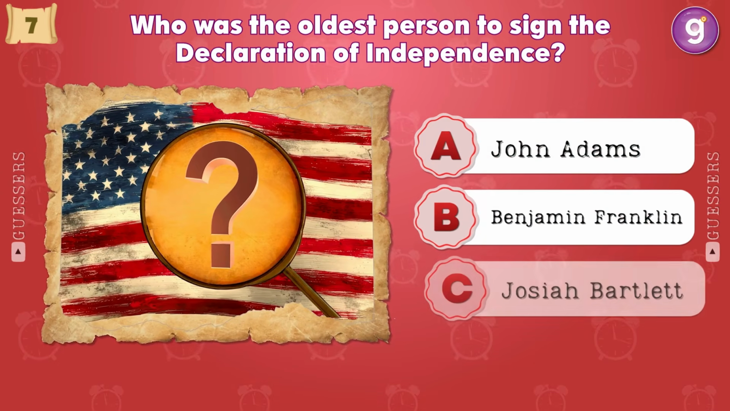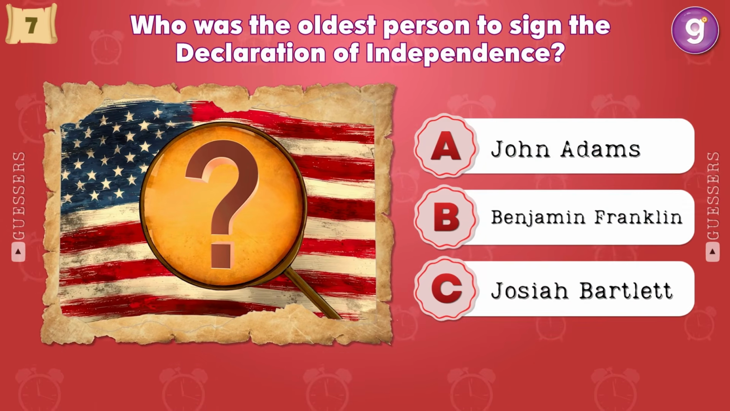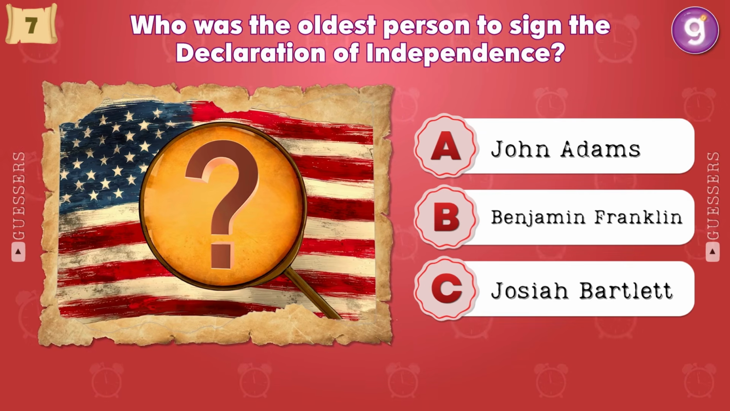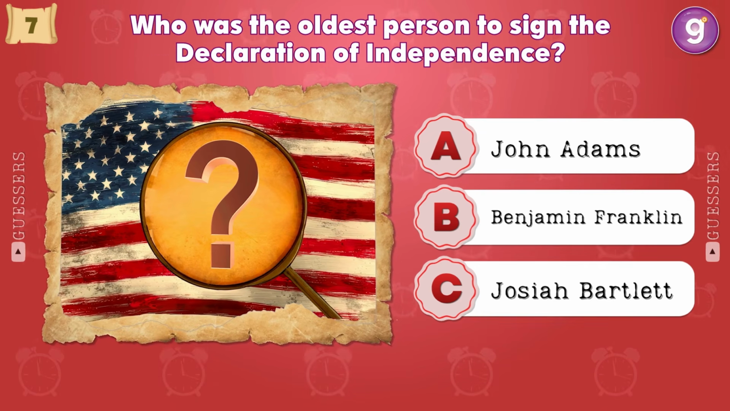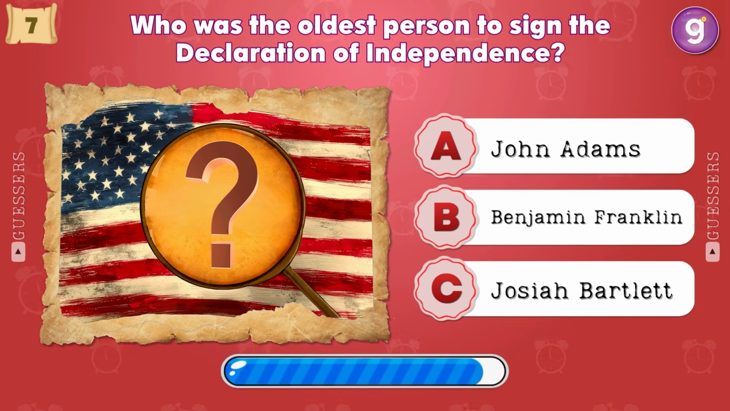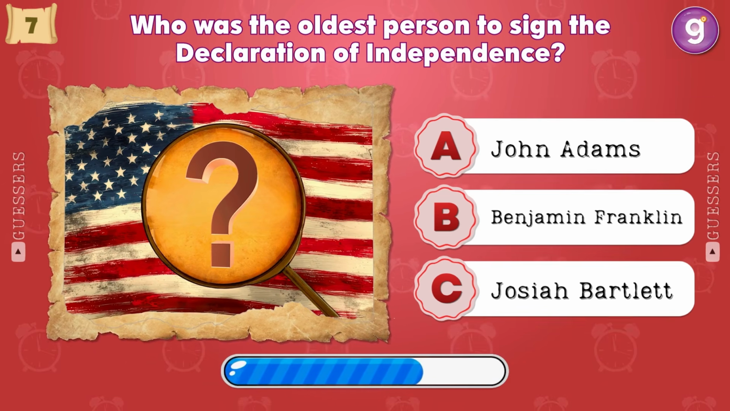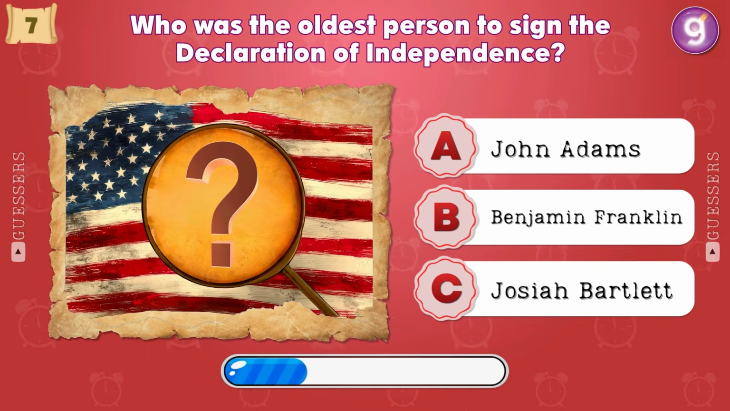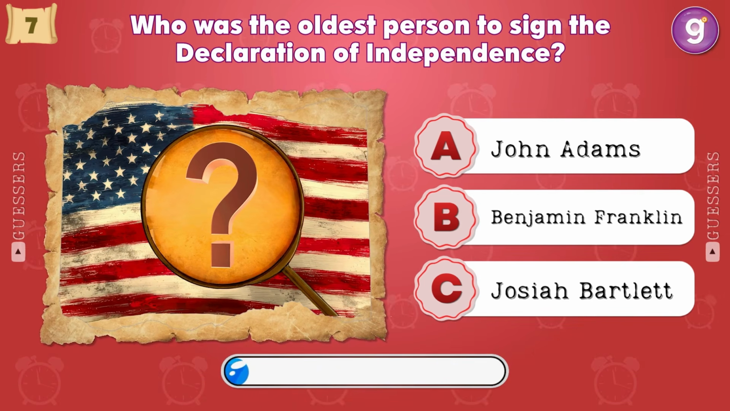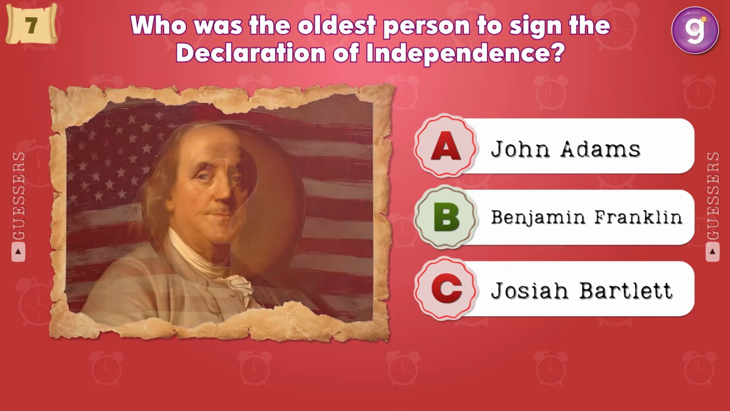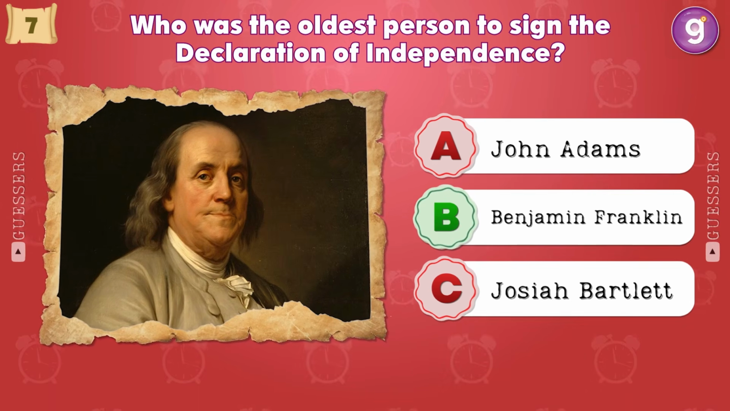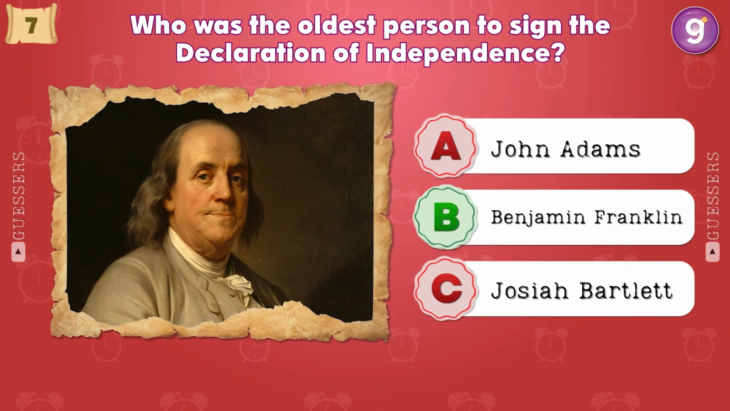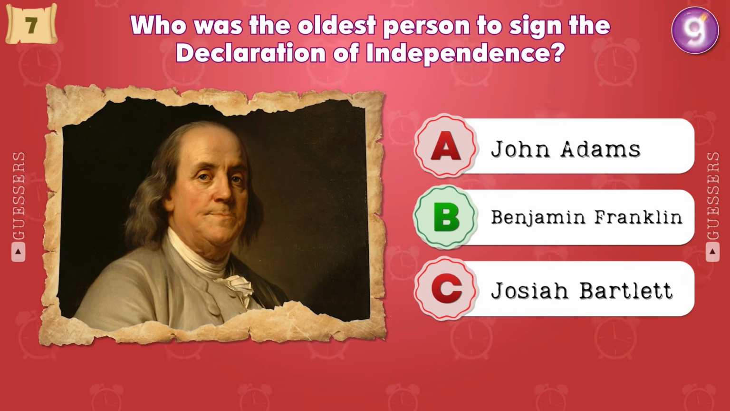Who was the oldest person to sign the Declaration of Independence? Was it John Adams, Benjamin Franklin, or Josiah Bartlett? Benjamin Franklin was 70 years old when he signed the Declaration of Independence, making him the oldest signer.